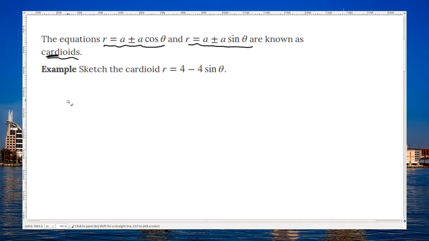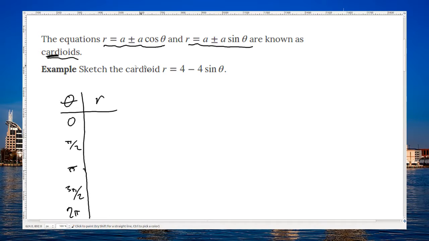And to do this, honestly, I just do my theta and r values. So I'm going to do theta values 0, pi over 2, pi, 3 pi over 2, and 2 pi. All right, plug in a 0, 4 minus a 0. Plug in pi over 2, 4 minus 4. Plug in pi, I get 4 minus 0 again. 3 pi over 2, I get 4 minus a negative 4. And then finally plug in the 2 pi, I get 4 minus 0 again.